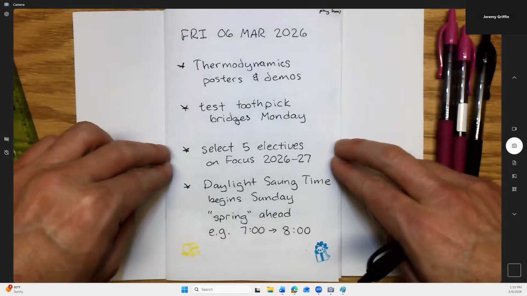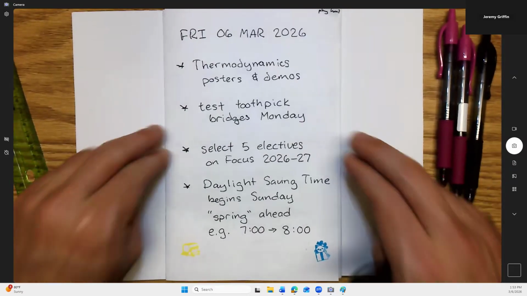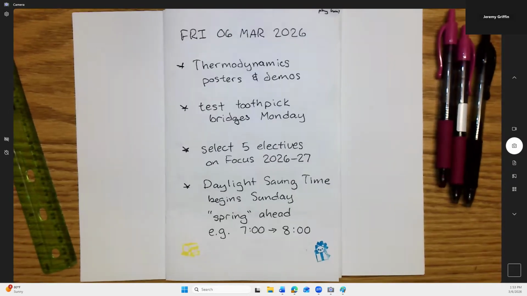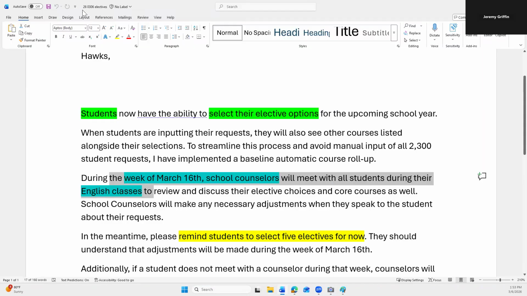Okay, before we get to all that class stuff, though, some other things. Electives. So I got an email recently about this new procedure. Remember, this is all new. This is different than they've done it in past years. So here's the email text, so we're all looking at the same thing here. We all have the same knowledge.